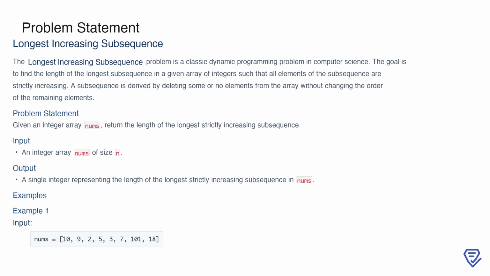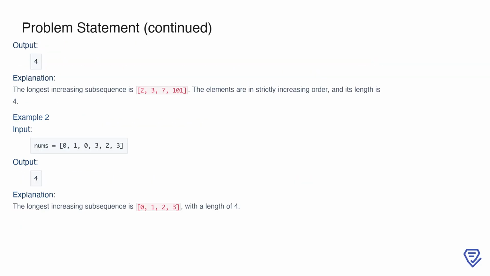For instance, in the array nums equals 10, 9, 2, 5, 3, 7, 101, 18, we want to identify the longest sequence of numbers that are arranged in strictly increasing order. The task is to return the length of this sequence. For this input, the output is 4. The reason is that the longest increasing subsequence in this case is 2, 3, 7, 101. These numbers are in strictly increasing order, and the length of this subsequence is 4.